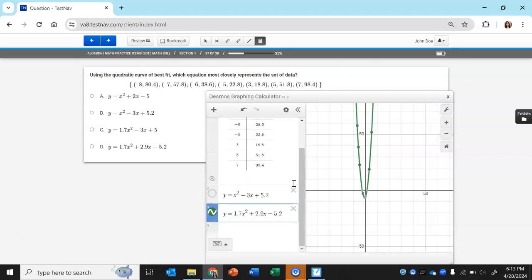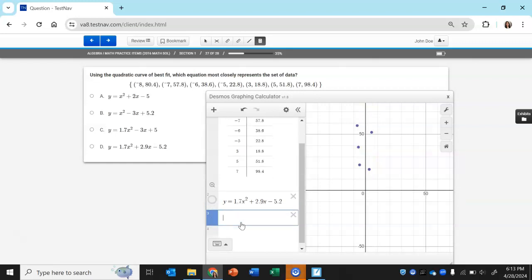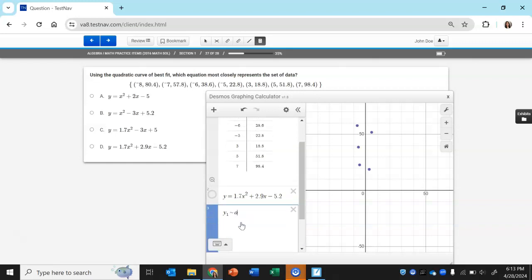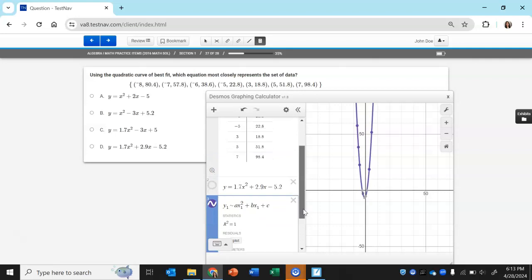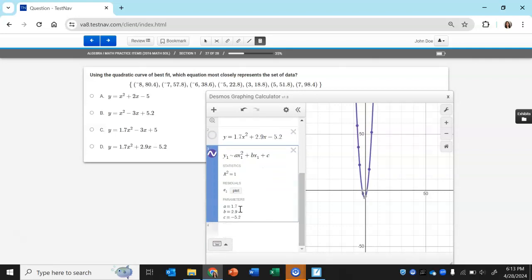Anyway, I also want to type out the regression for you guys so you have it. The quadratic regression formula, as we've practiced in class, is y1 regressed against ax1 squared plus bx1 plus c. And you can go ahead and confirm your variables. So a is 1.7, b is 2.9, and c is negative 5.2.